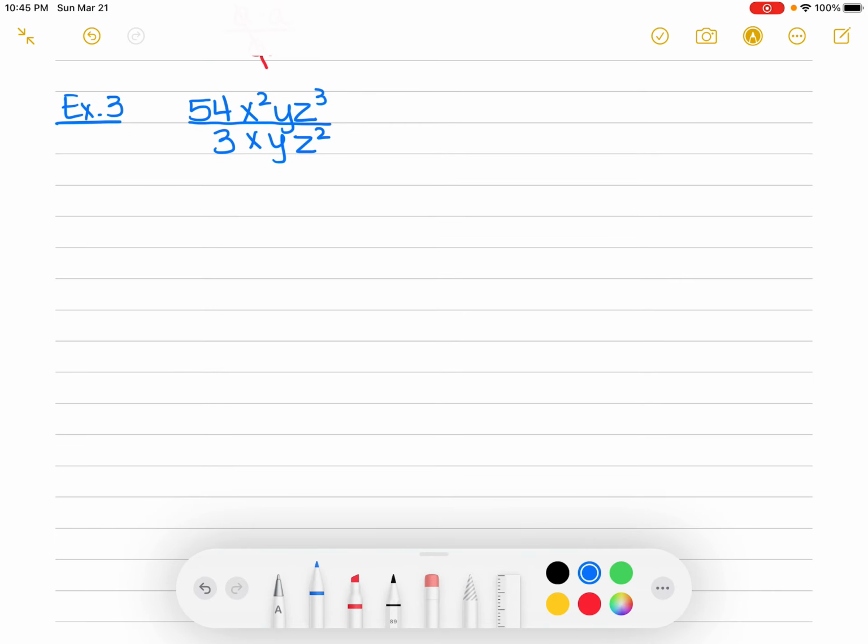So the first thing we're going to do is divide 54 divided by 3, and you should get 18 when you do that math, or type it into your calculator. Right here, I'm going to do this one a little bit different. I'm going to say this x squared divided by x. What I usually do is I cross them out and I put what's left over on the top. So an x is left over on the top. My y's just cross out. And then this part, z cubed divided by z squared, that's going to cross out both of those, and I'm only going to be left with a z on the top. So that is my answer.